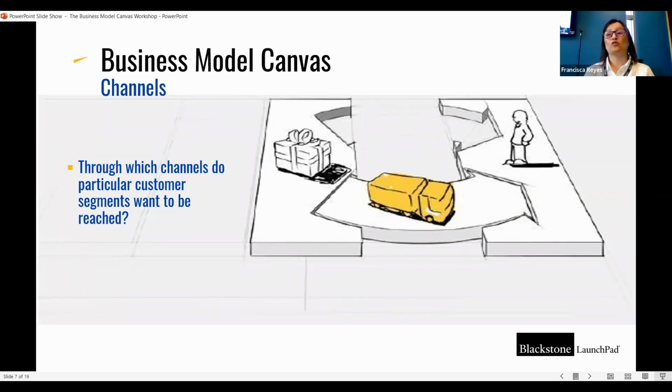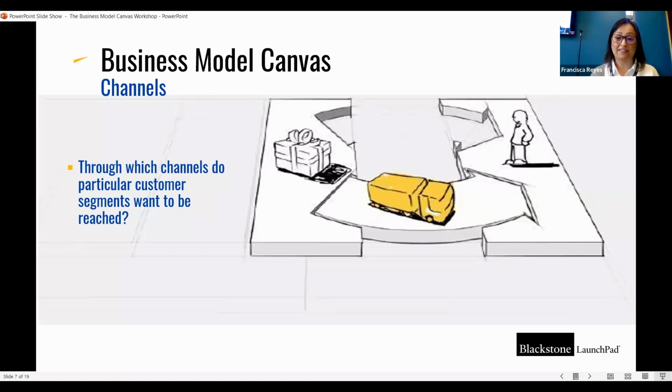Are we going to give it with instructions, or do they have to figure this out by themselves? Or are we going to give them educational materials? Or are we going to train them before and after the purchase? So what are we going to do to connect with these customers?